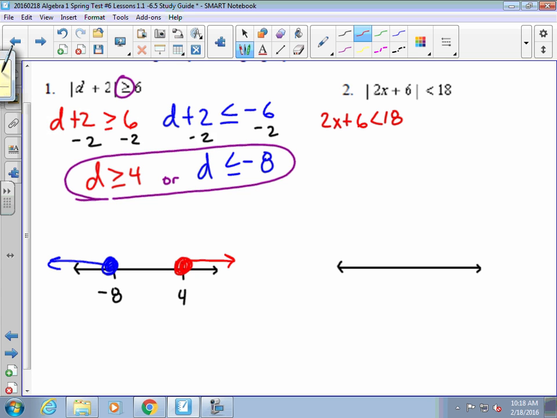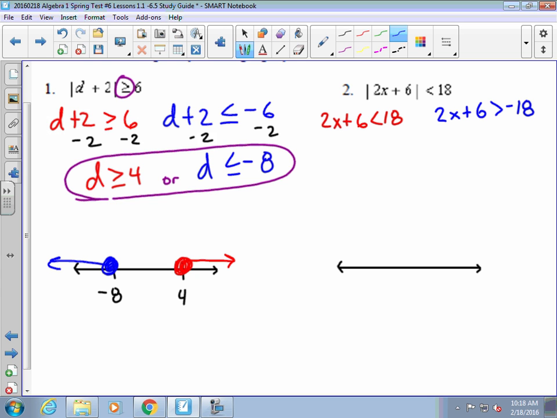It's an and inequality since it's less than. The other inequality will say just like that, 2x plus 6, that part doesn't change. But less than becomes greater than. That inequality flips, and positive 18 becomes negative 18. So you have to solve both of these inequalities.